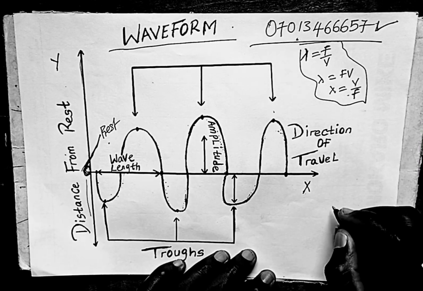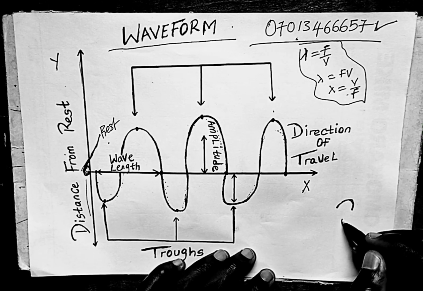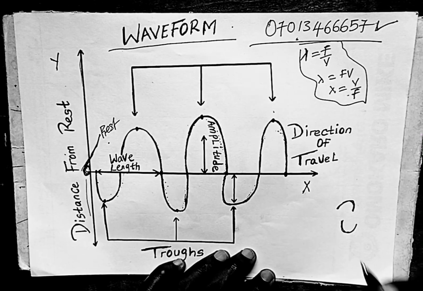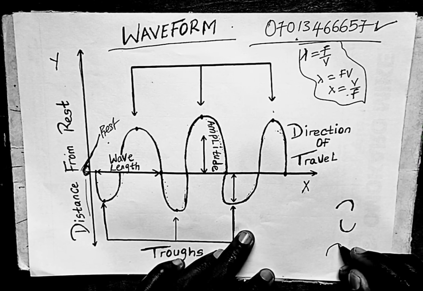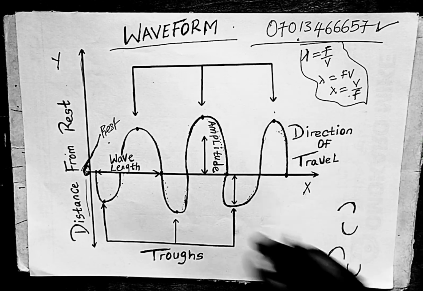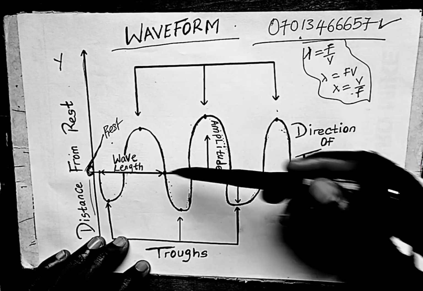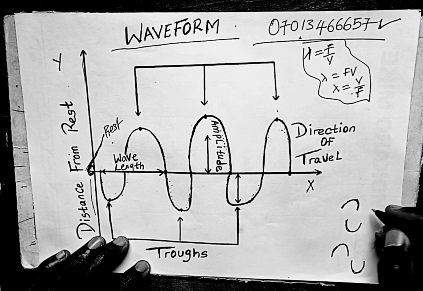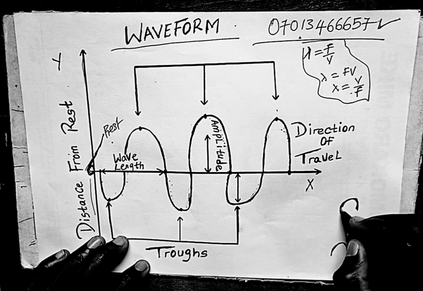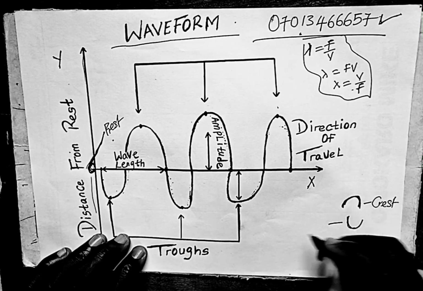What is a crest? A crest is half a cycle, the curved half part of a circle. A trough is also half of a cycle. A crest is usually up, it curves upward, but a trough usually curves downward. Looking at this waveform, you can find what a crest is here and what a trough is. A crest curves upward, half a cycle curving upward is a crest. So this one is a crest. Then the half cycle curving downward is a trough.